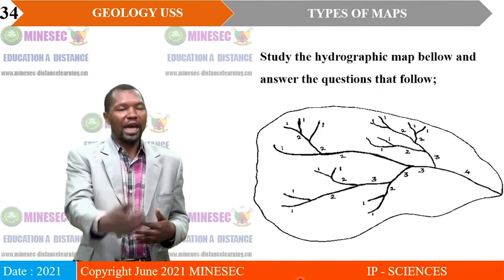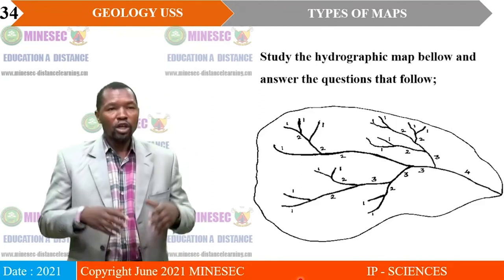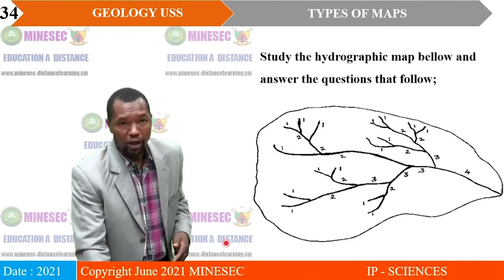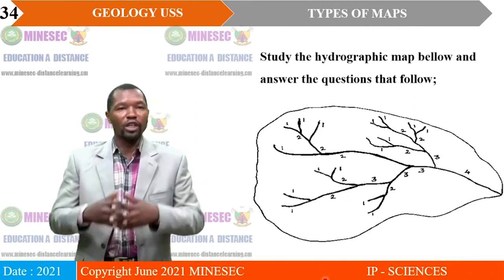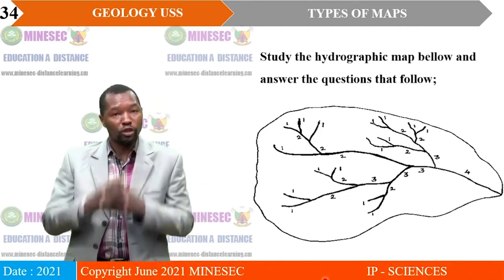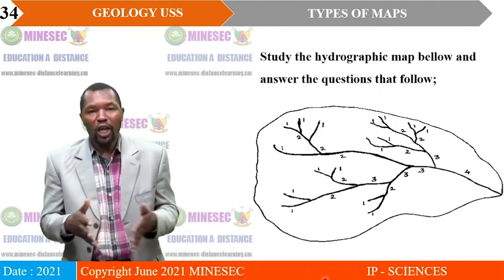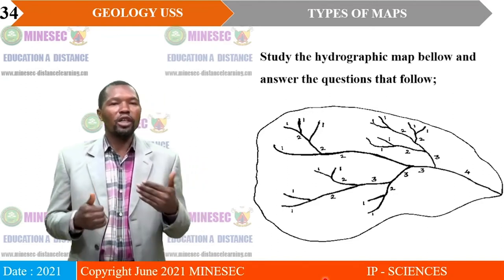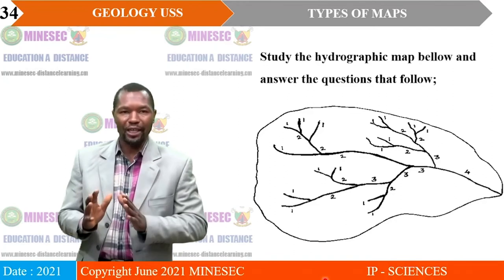Then when a sheet wash and a rill rejoin, it will flow as rill. Therefore, they have been captured. The rill has captured the sheet wash. Then when rills rejoin, which is 2 and 2, like this case, they will flow as 3 in stream ordering. In stream ordering, 2 plus 2 is equal to 3. That is arithmetic in stream ordering.